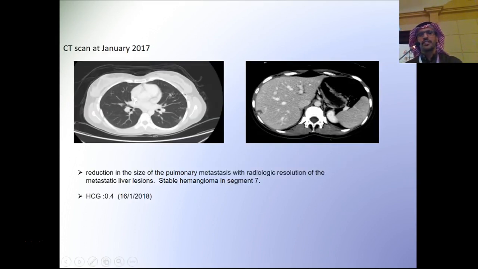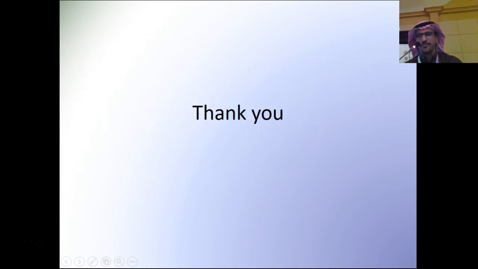Repeating the CT scan in January 2017, you can see more significant response, and the only lesion remaining is less than 1 centimeter, 6.3 millimeter, which is more likely a fibrotic nodule, and resolution of the liver metastasis. And this lesion has been stable for a long time, most likely a hemangioma, but the new lesions in segment 8 and 7 are resolved. So this is in January 2017. On follow-up, repeating beta HCG in January 2018, around 2.5 years after the second-line chemotherapy, beta HCG is still normal. Okay, thank you.